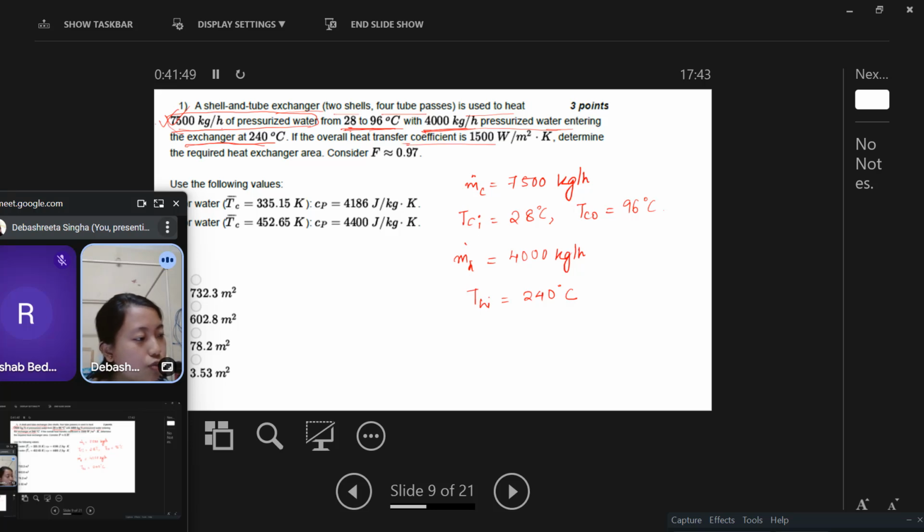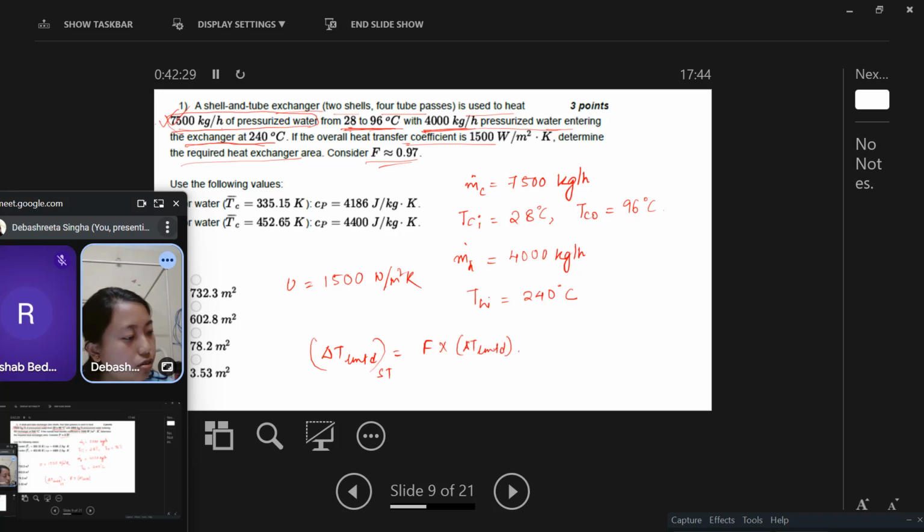If the overall heat transfer coefficient U is equal to 1500 watt per meter square Kelvin, determine the required heat exchanger area. The correction factor F is given as 0.97. So we have seen that for shell and tube heat exchanger, delta T LMTD is equal to F into delta T LMTD for counterflow.